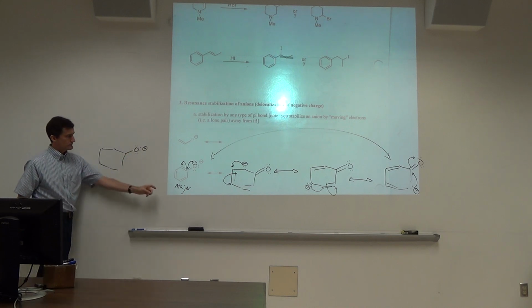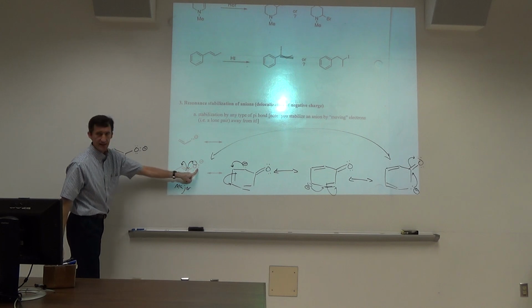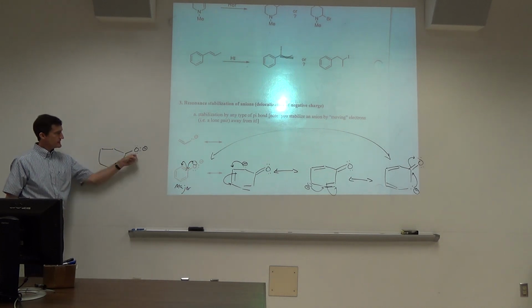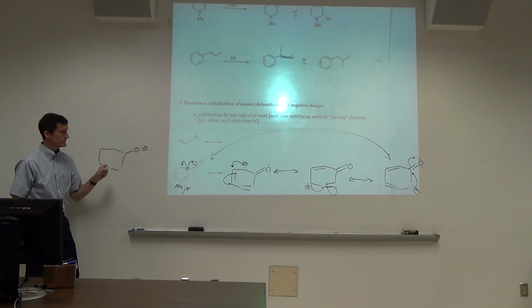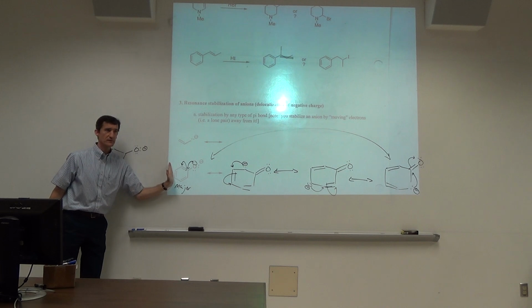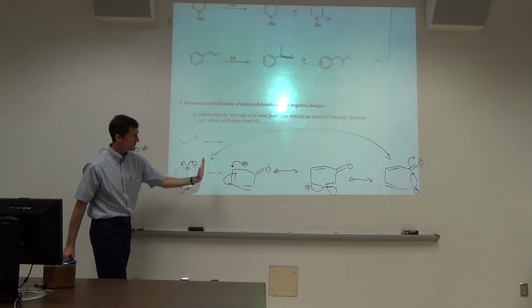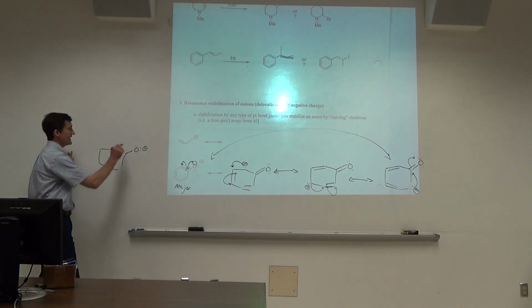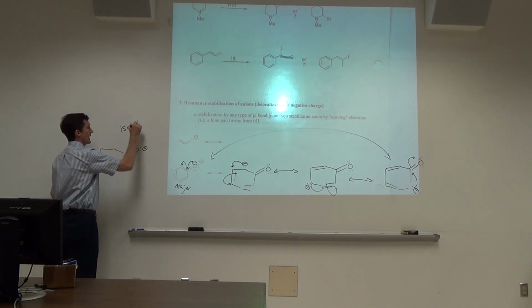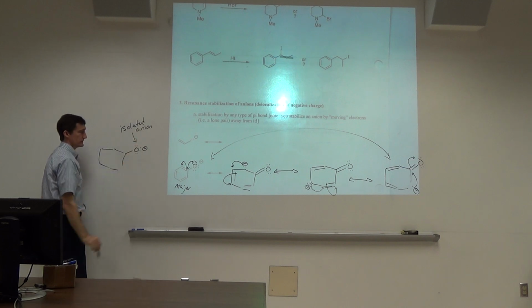Which is more stable? The phenoxide anion or this standard alkoxide anion? Yes. Resonance delocalized, resonance stabilized. The charge is spread over many atoms. This is an isolated anion. It's not delocalized.